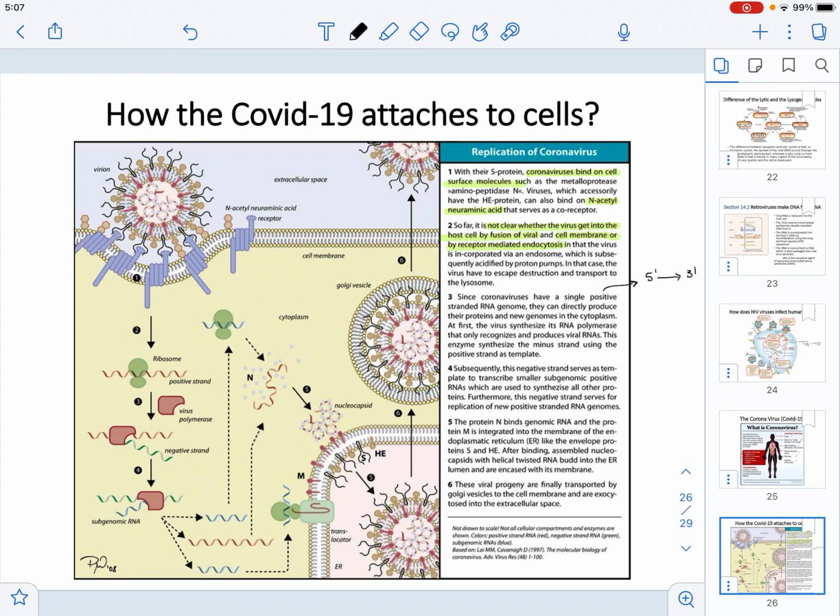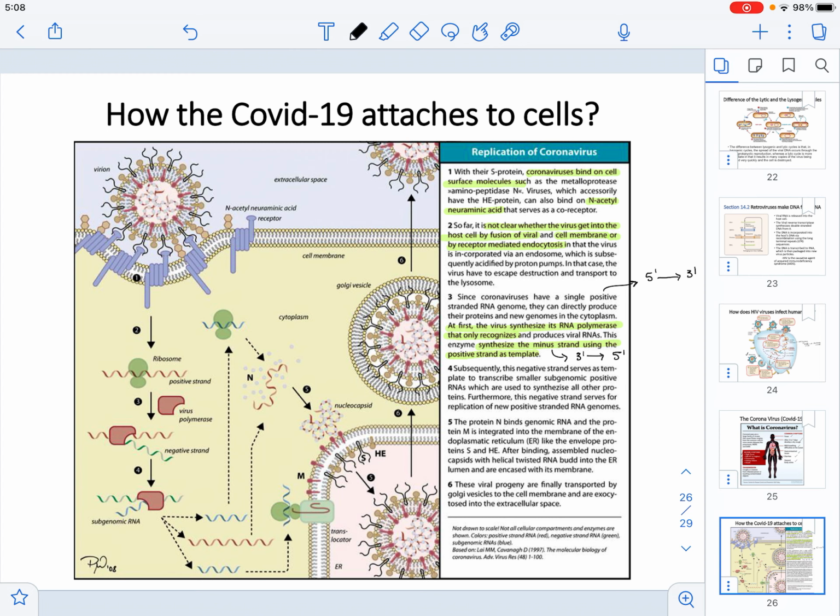Now, at first, it is known that the virus synthesizes its RNA polymerase molecule that only recognizes this single positive-stranded RNA molecule. And what it does is that the viral RNA polymerase is going to synthesize the minus strand, utilizing the positive strand as a template. So what that means is that it's going to synthesize an RNA molecule in the 3' to 5' direction.